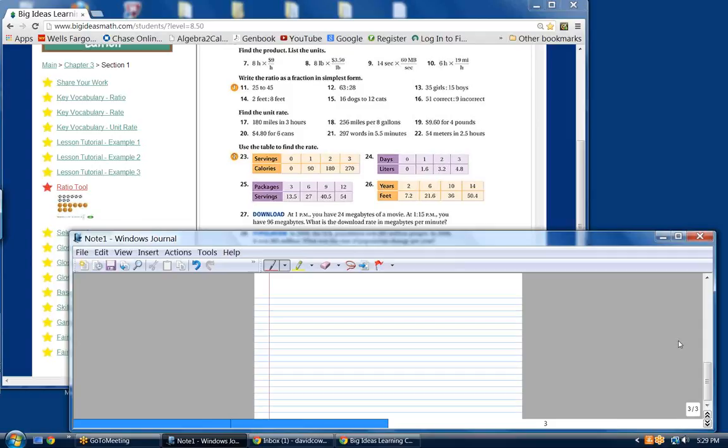Okay. This is kind of like the running problem. At 1 p.m. you have 24 megabytes of movie. At 1:15 you have 96 megabytes. What is the download rate in megabytes per minute? Okay, how do we do that? So you do 96 minus 24. That's 72. That's 72 meg per what? Per 15 minutes.